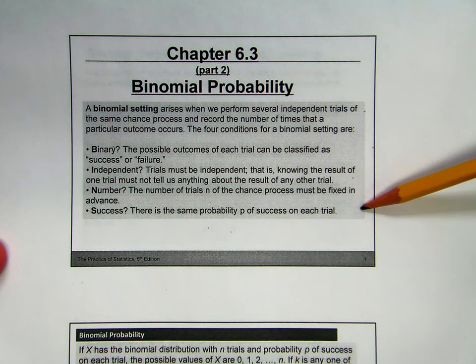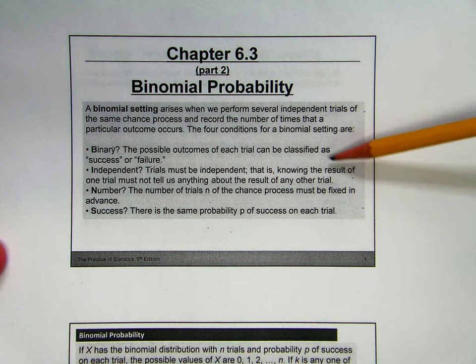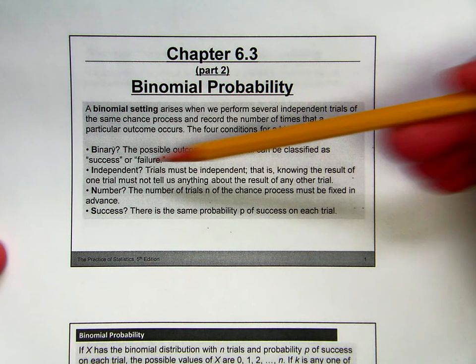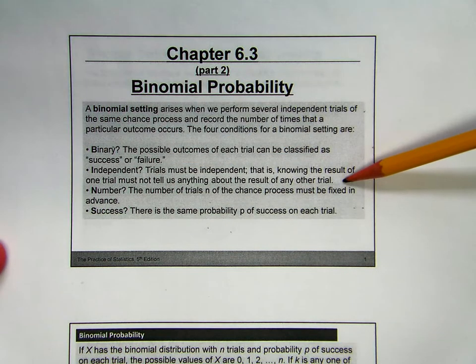A couple other reminders. If you're asked to verify if you have a binomial setting or not for an AP question, make sure all of these things are addressed in context. Second thing is the independent issue. If you are doing a problem where you're sampling without replacement, we have to make sure that we're not sampling more than 10% of the population.